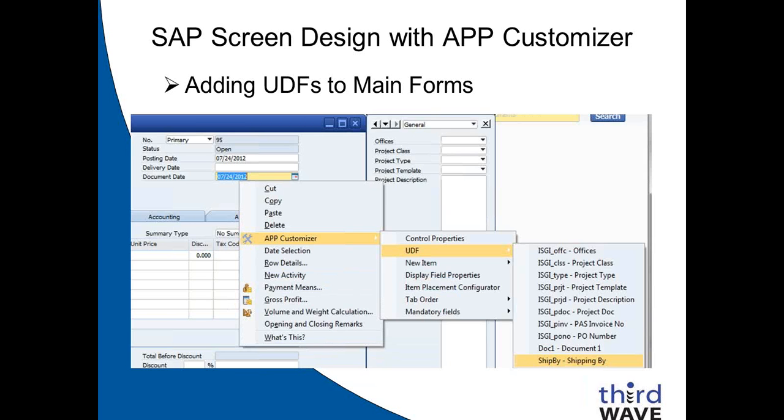Adding the UDFs to the main forms is a little bit different than moving the fields with item placement. In the first case, we were picking the field that we wanted to move, and then selecting where we wanted to move it. This is almost the opposite. So for user-defined fields, we first select where we want to move the field, and then underneath the APP Customizer menu, we select user-defined fields, and then we'll get a list of user-defined fields on that window, and we pick which one we want to move.